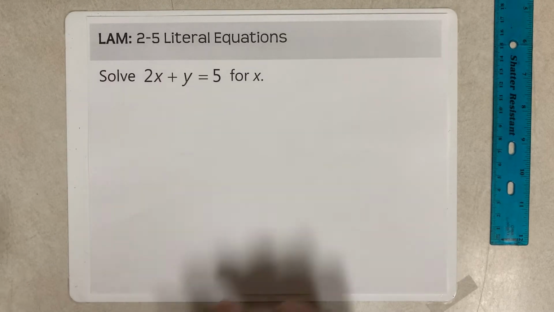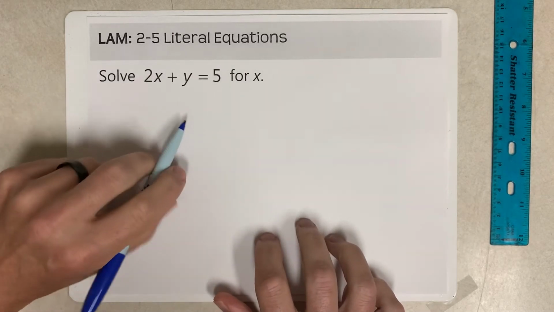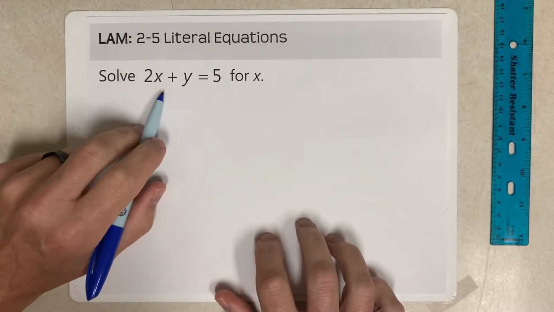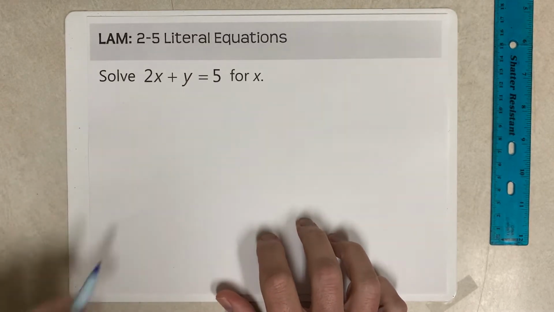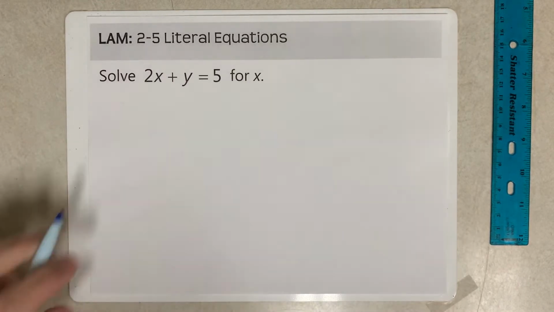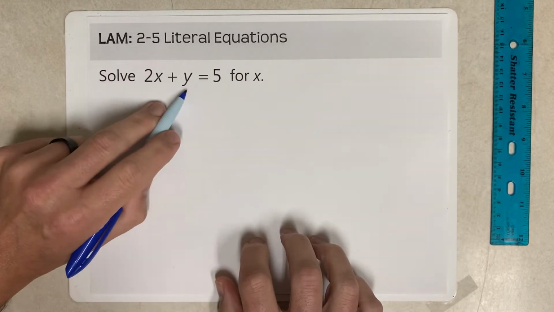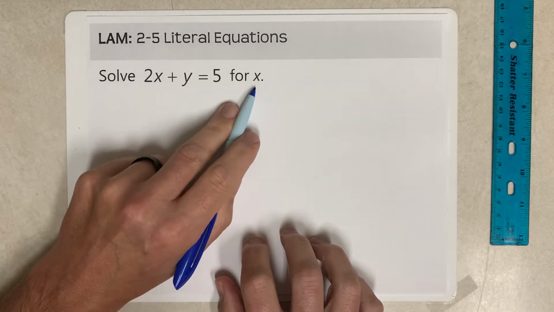A literal equation is an equation that has basically letters in it, variables, and there's usually more than one. For example, 2x plus y is equal to 5. This is an equation that has two variables in it, x and y, and I have a choice. I could either solve for x or I could solve for y, which means get one of these by itself. I'm choosing to solve for x.